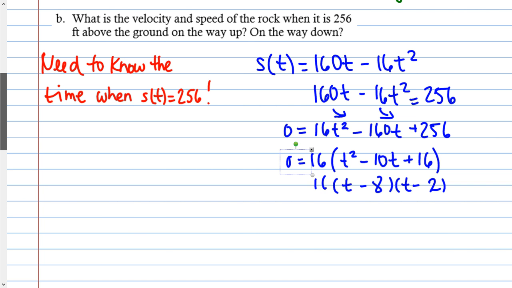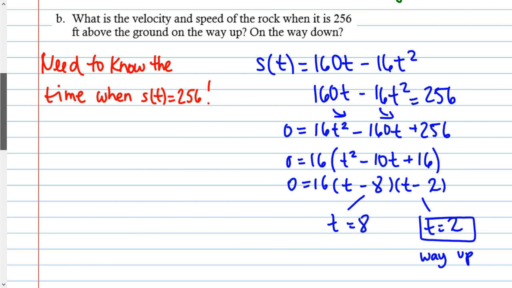So t is 8, and t is 2. So this is when the times where my position is 256. Once is on the way up. Obviously the, oops, I can't write. The t equals 2 is on the way up.